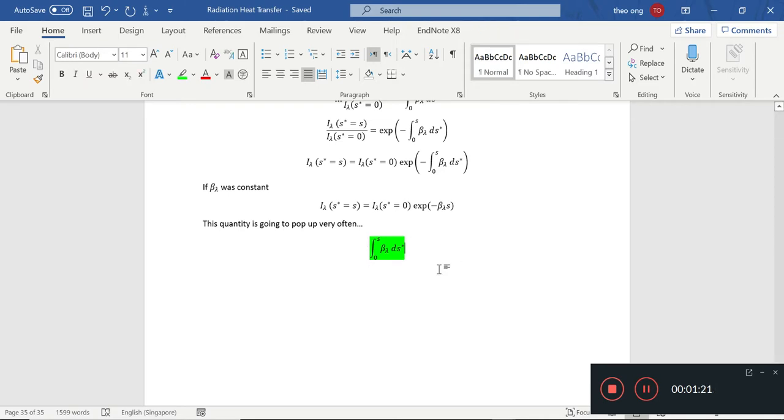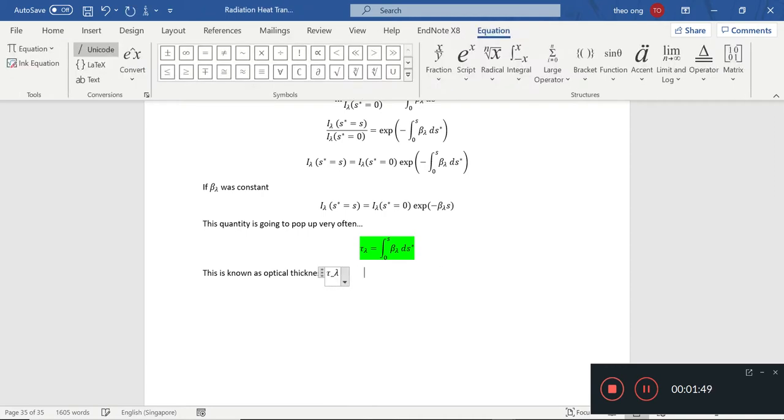Okay, this quantity here is going to pop up very often, and it's a very important quantity to talk about. What do we call it? We call it tau lambda, otherwise known as optical thickness. This is known as optical thickness, right? So let's highlight it in green. Optical thickness, tau lambda. Why is it called tau lambda? Because this extinction coefficient is based on a wavelength rather than a wave number or something else.